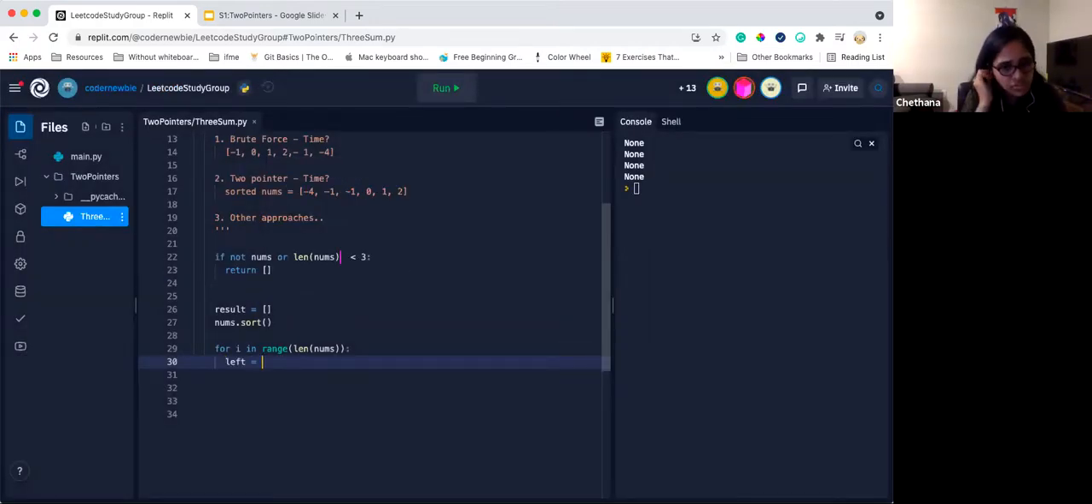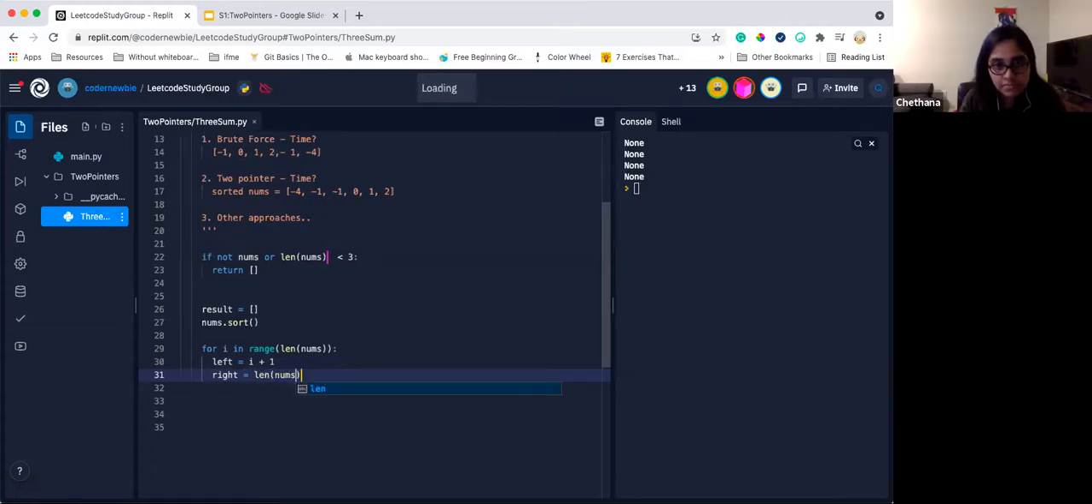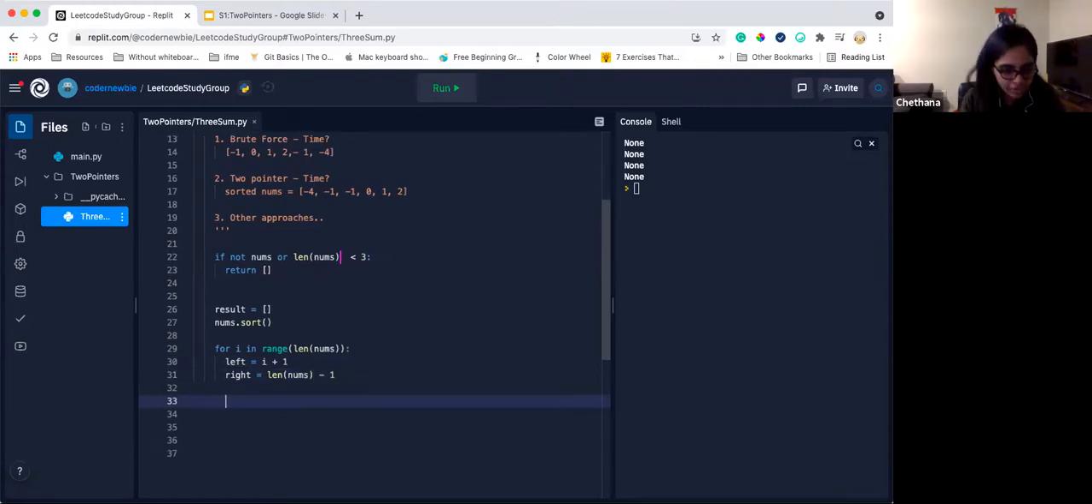So your left pointer is just right after the ith pointer, i + 1, and then your right pointer is going to be right at the end, since Python is 0 indexed. Okay, after this, now we're going to do our internal loop: while left is lesser than right, you need to do the actual moving of the pointers, checking, and adding to your triplets, that kind of stuff.